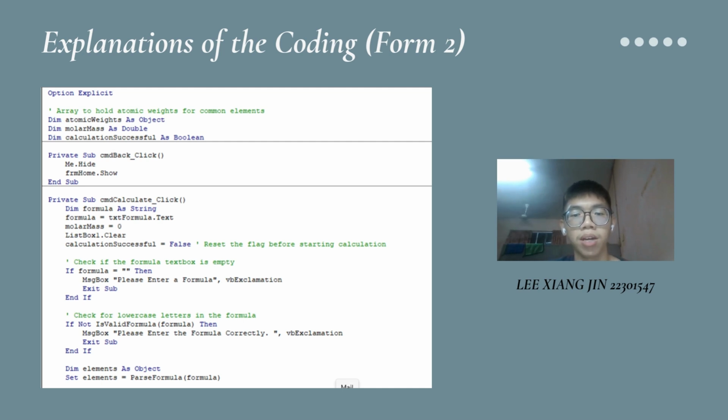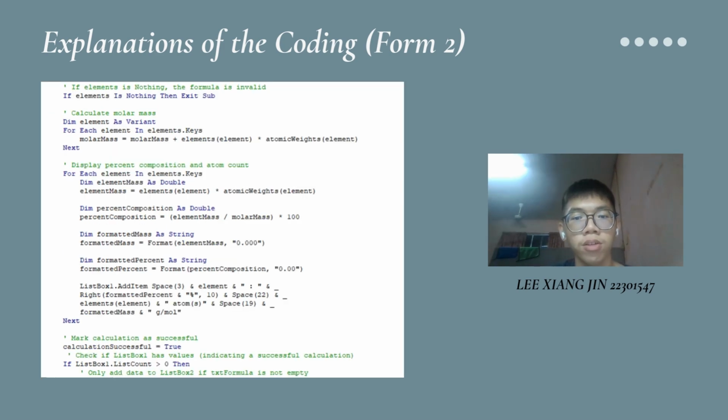Then it will hold the chemical formula input by the user, clear all the items from the list box, and set the calculation successful variable to false. If the formula is empty, the program will display a warning message, please enter the formula. If the formula is invalid, the program will display a warning message, please enter the formula correctly. Then it will initialize elements to hold the parsed structure of the formula and then break down the input formula into its components. For this section of code, if the parsing fails, the program will safely exit the subroutine.